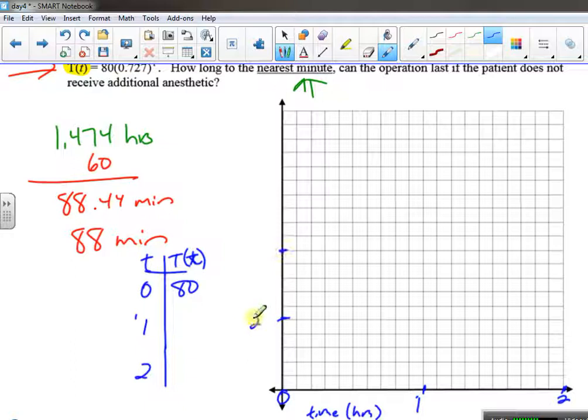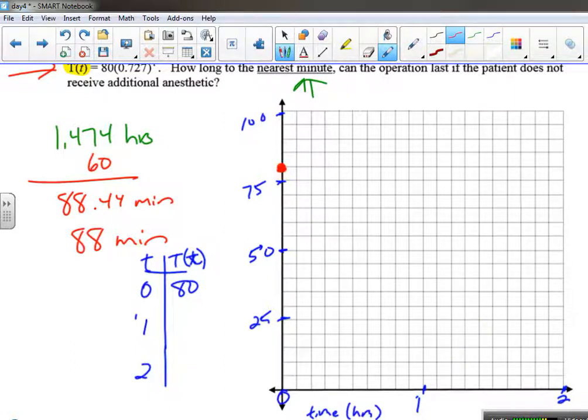That's going to be 25. That's going to be 50. 75. And that's 100. Okay, so we know we're starting at 0, 80. That was a given. So I'll plot that there.